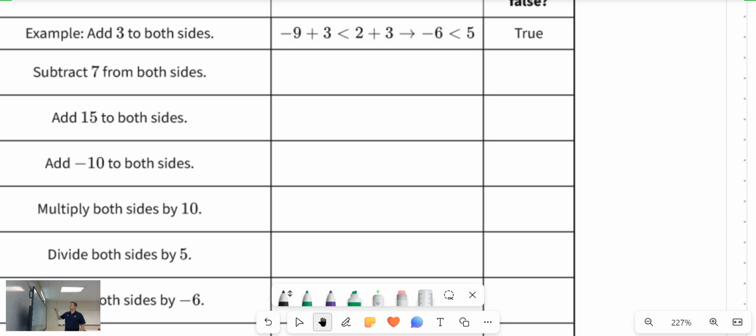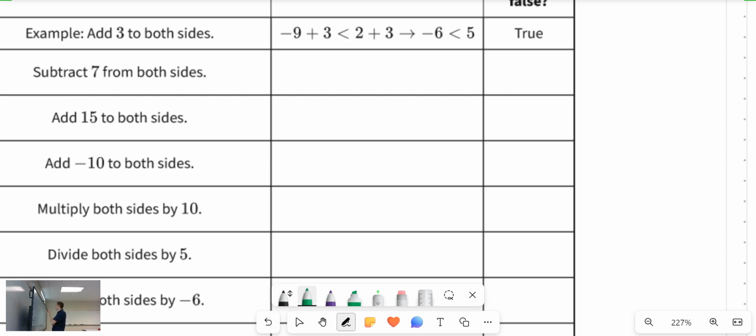So our example is add 3 to both sides. So we had -9 is less than 2, and now it's -9 plus 3 is less than 2 plus 3, and that becomes -6 is less than 5, and that's still true. Okay, so that's what we're going to be doing. We'll do alternating. We'll do green for the first one, purple for the next one, green for the one after that, and so on.